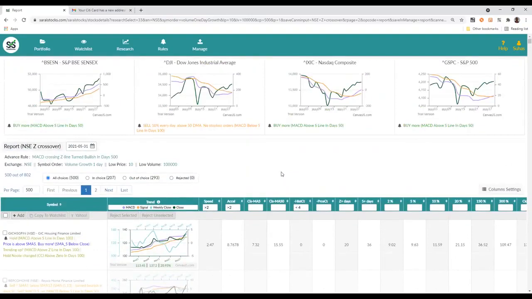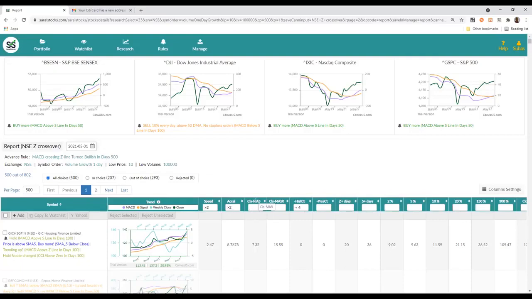Now the stocks have loaded on this page. This page has about 500 stocks that were selected based on the scan criteria. You can now further narrow down from these 500 stocks using column filters. The speed indicator shows the relative speed of growth of a stock. There is also an acceleration indicator. Speed and acceleration are our innovations, our secret sauce.